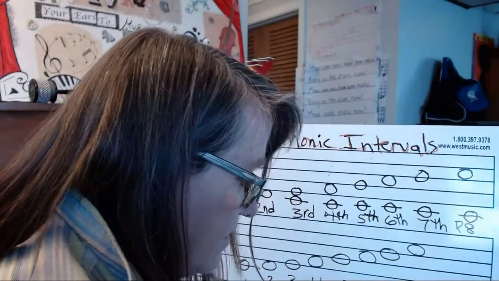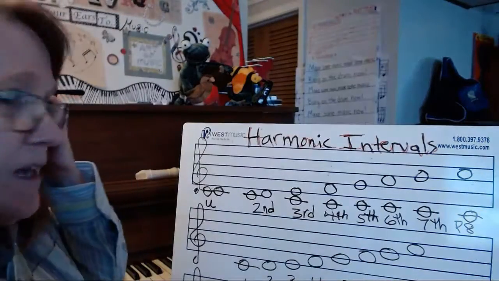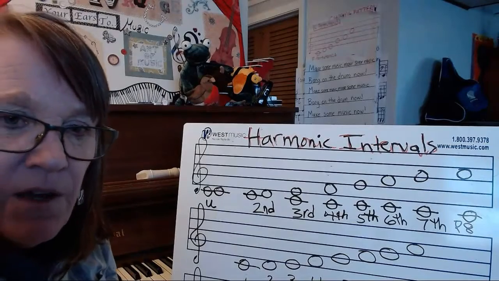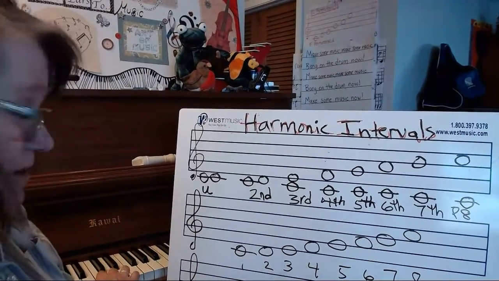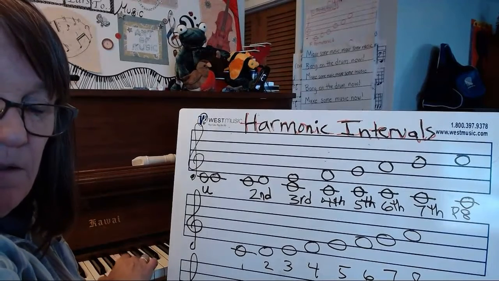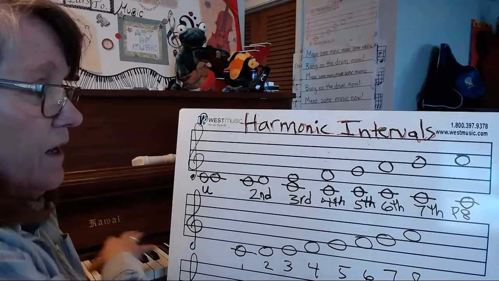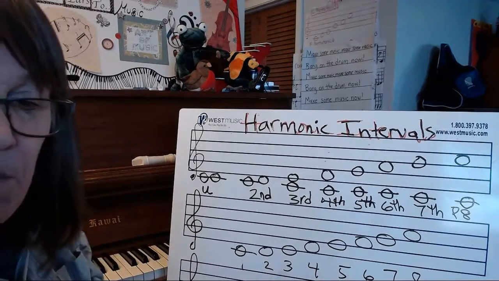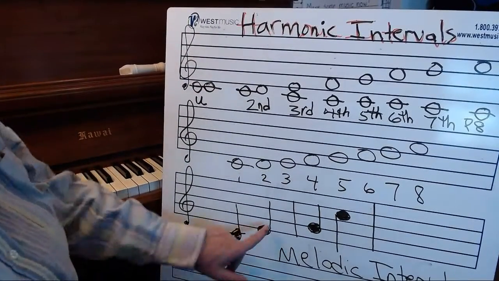So if we start on the bottom here, we have two different ways of identifying intervals. One is harmonic, when they're played simultaneously. Okay. And the other is melodic. And melodic just means that you play one and then the next.